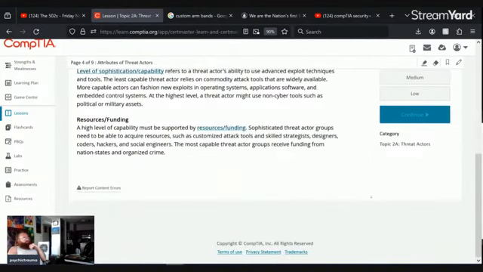Resources and funding. A high level of capability must be supported by resources and funding. Sophisticated threat actor groups need to be able to acquire resources such as customized attack tools and skilled strategists, designers, coders, hackers, and social engineers. The most capable threat actor groups receive funding from nation states and organized crime.